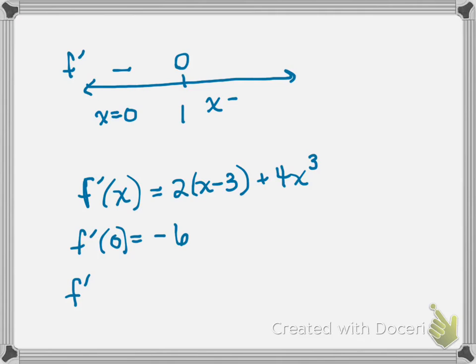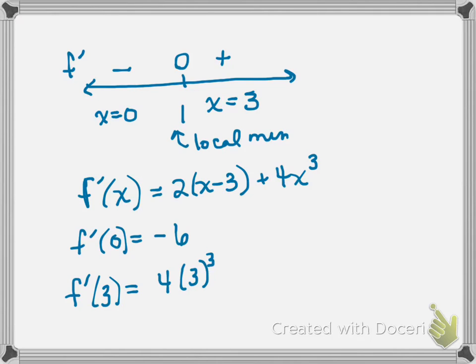If x is larger than 1, let's choose x equals 3. That's going to be convenient for us. f prime of 3 is 2 times 0 plus 4 times 3 cubed. I don't really care what that value is, I just care that it's positive. That tells me that since f prime goes from negative to positive at x equals 1, f decreases for all values up until 1 and increases for all x values after 1. That tells me that not only do we have a local minimum at x equals 1, we also have a global minimum at x equals 1.